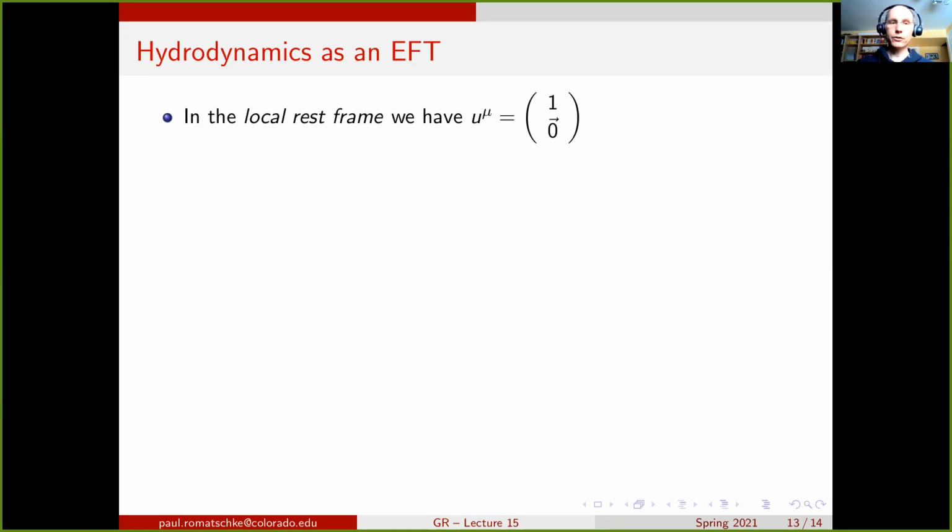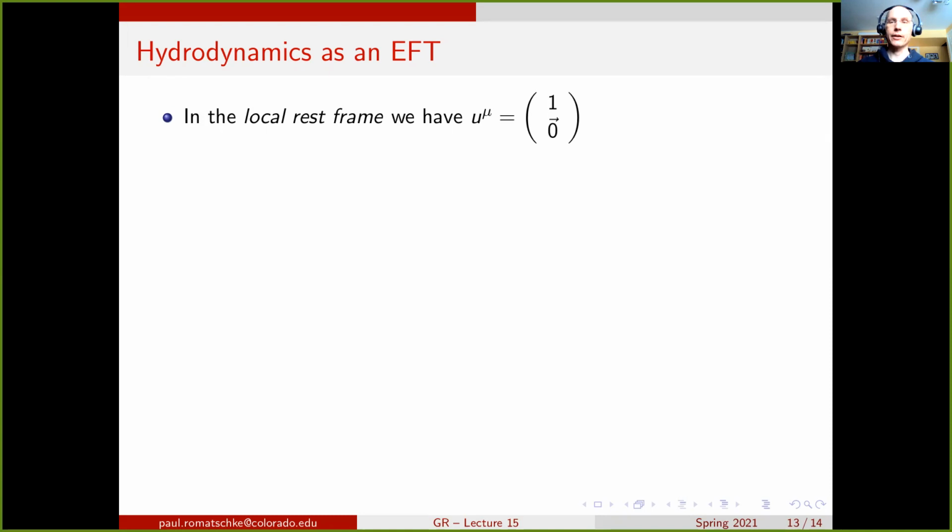In order to fix these two functions now, what we want to do is consider a particular choice for this vector u^μ that nevertheless fulfills u^μ u_μ = -1. And one particular choice for this vector is the so-called local rest frame. So think of u^μ as being some sort of fluid velocity, okay?